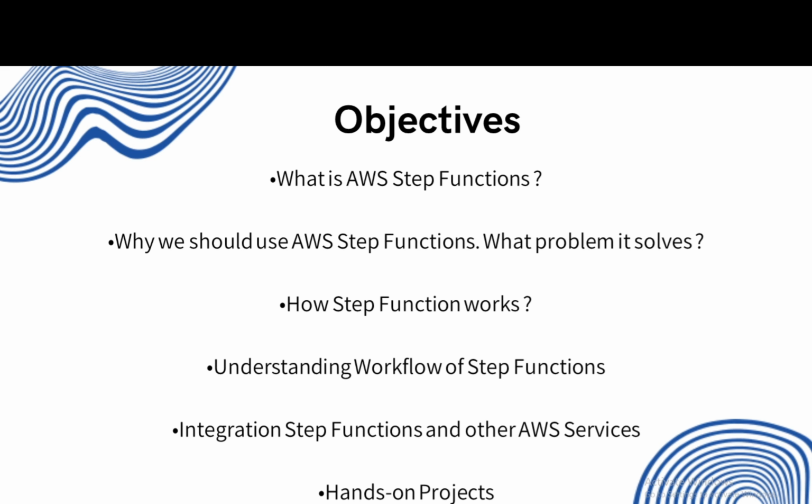Then understanding the workflow of step functions: what are states, what are tasks, what are state machines, and every paradigm associated with step functions. Then integrating step functions with other AWS services. As you might know, step functions can be integrated with AWS Lambda, DynamoDB, EC2 instances, ECS and Fargate, and many other AWS services. We will see all those integrations in this masterclass.